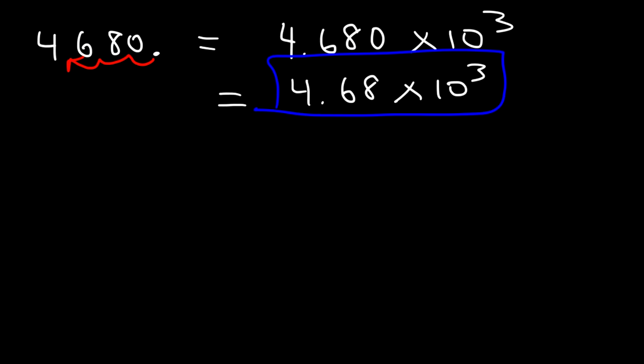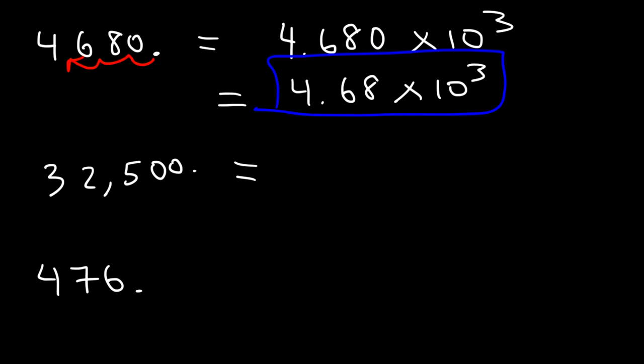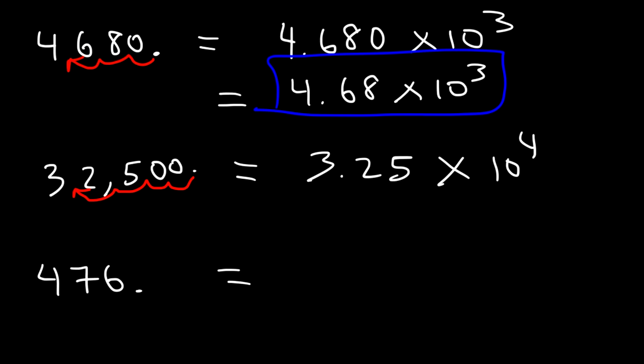So let's try some more examples. What about 32,500 and 476? Convert these numbers to scientific notation. So in this example, we got to move it 1, 2, 3, 4 spaces to the left. So it's 3.25 times 10 to the 4. And for this one, we need to move it 2 units to the left. So this is 4.76 times 10 to the 2.